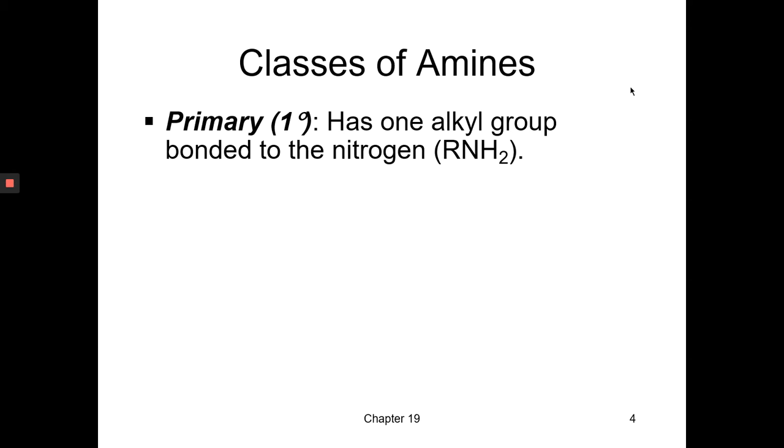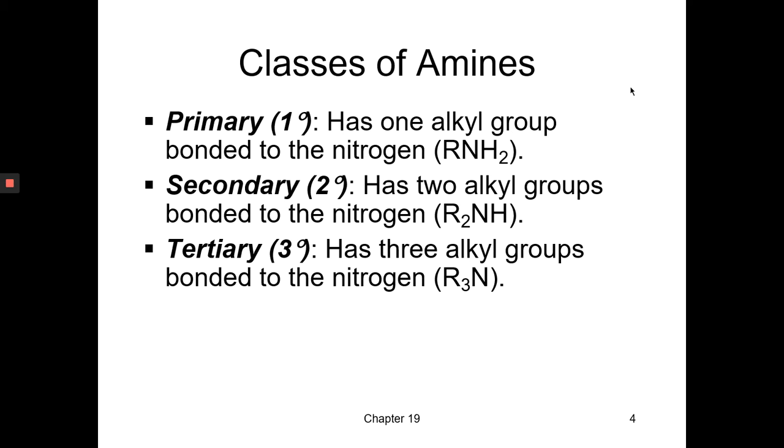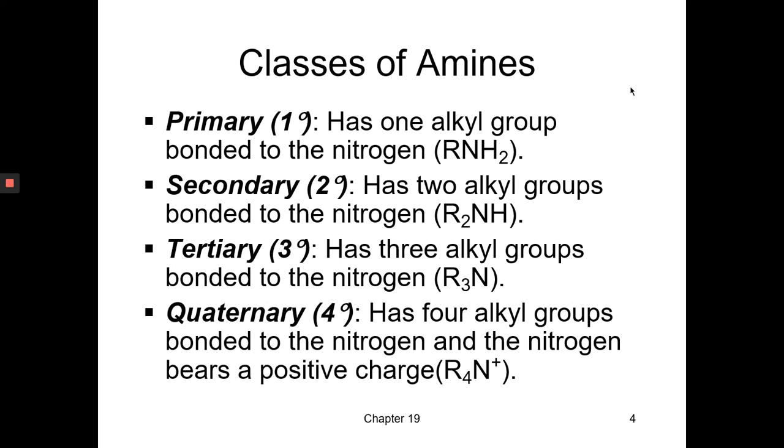We can classify amines according to the number of carbons that are directly attached to the nitrogen. If we begin with ammonia and we replace one of the hydrogens with an alkyl group, then we have a primary amine. If we replace two hydrogens with alkyl groups, we have a secondary. Three gives us a tertiary. And there's a fourth class, which is called a quaternary, in which we have 4 alkyl groups. Now, when nitrogen has 4 bonds, then it'll bear a positive charge, and there'll be some counteranion with it.